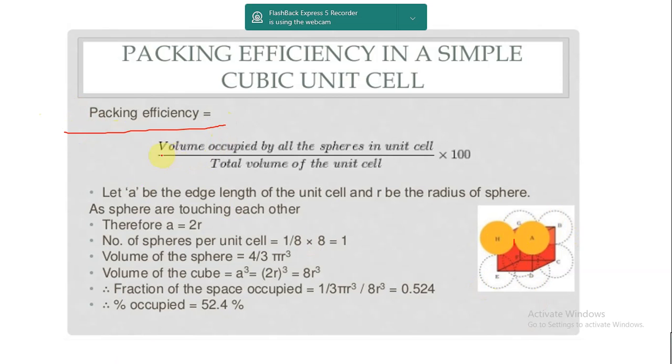Packing efficiency is volume occupied by all the spheres in unit cell per unit total volume of unit cell, and if we multiply it by 100 it will give me the percentage. So packing efficiency is calculated in the form of percentage, and it is volume occupied by all the spheres in unit cell upon total volume of unit cell.